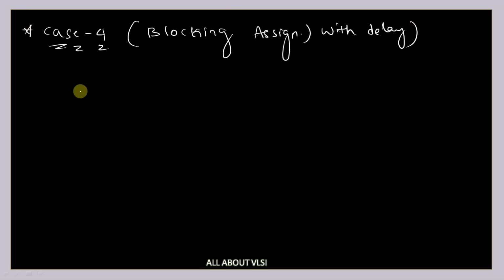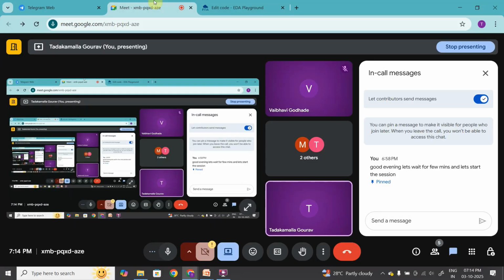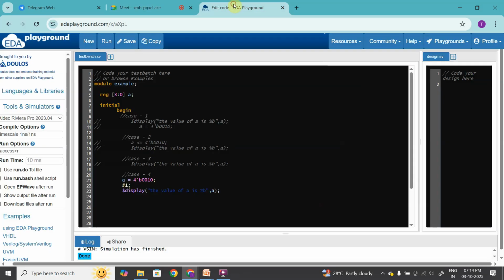So my case 4 I will write down. I'm using a blocking assignment, a is equal to 4'b1010, and after some delay, I'm using my $display statement. This is my case 4. And what will be my result? Anyone able to guess this? Okay, so let me show you the answer, what I'm getting.